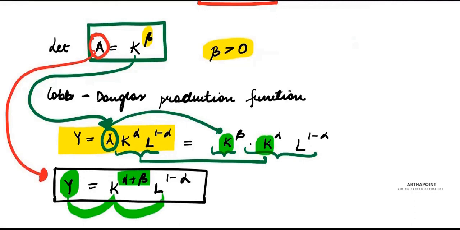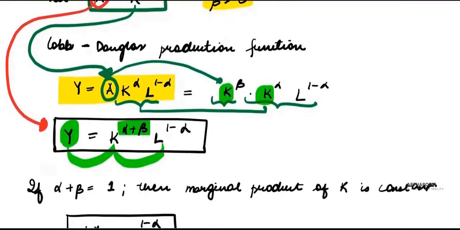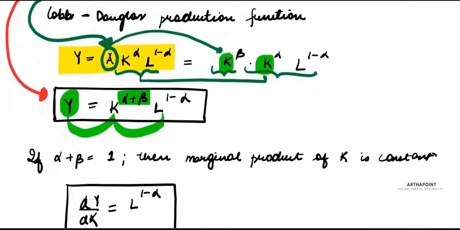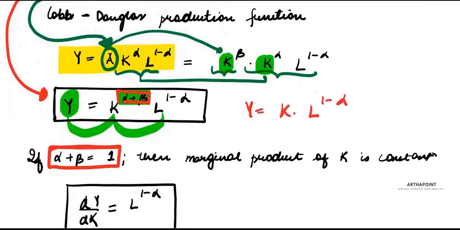We are trying to define technology within the model, and hence the name endogenous growth model. Now, if you assume that alpha plus beta is 1, you will get Y equals K into L to the power 1 minus alpha.